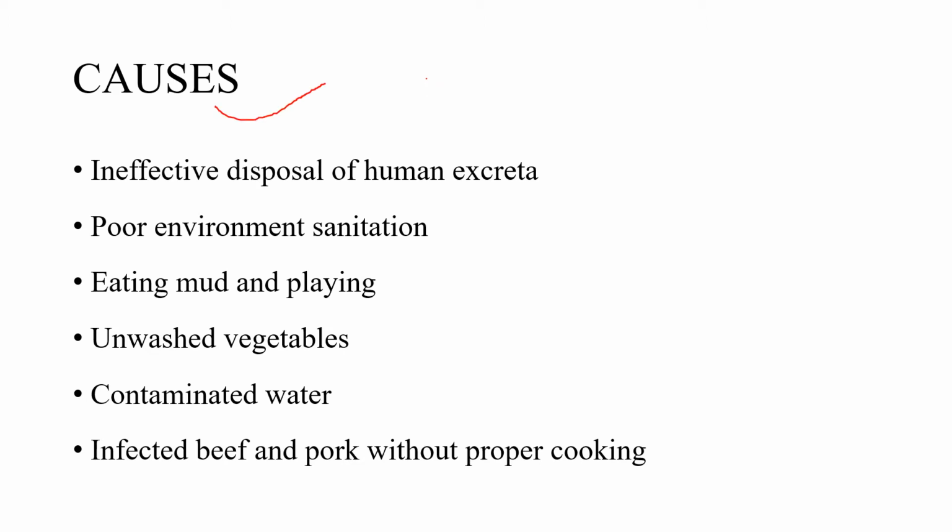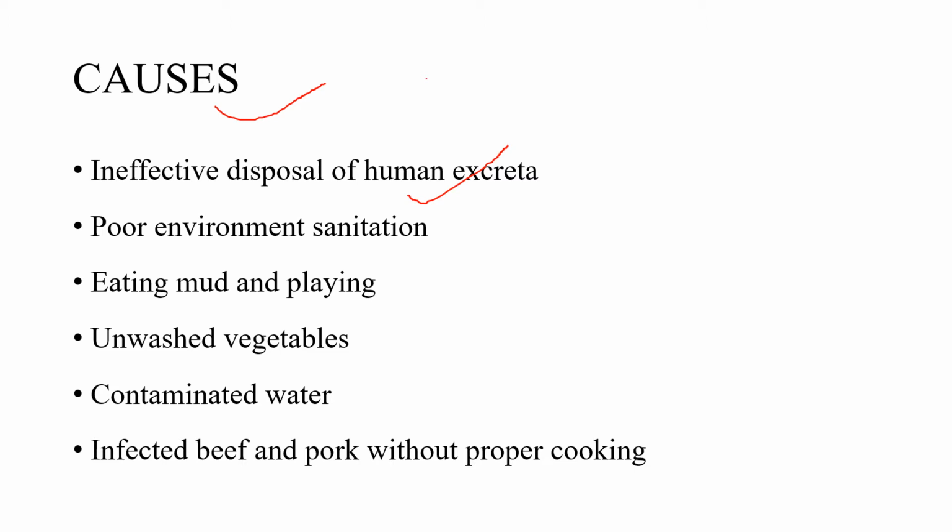Now we are going to discuss the causes of worm infestation. First one is ineffective disposal of human excreta. If the stool is not passed in the proper place, the infected person will dispose of their excreta in the open field, and because of that it contaminates the soil and the water. If someone drinks or touches the contaminated water or soil, it leads to spreading of this infection.